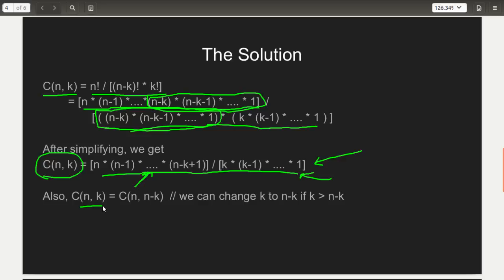Also note that C(n, k) is equal to C(n, n minus k). We mention this because we can change k to n minus k if k is greater than n minus k. For example, let us say we want to calculate 5C4. We know that 5C4 is going to be the same as 5C1. If we calculate 5C4, our loop will have 4 iterations. However, if we want to calculate 5C1, our loop is going to have only 1 iteration.